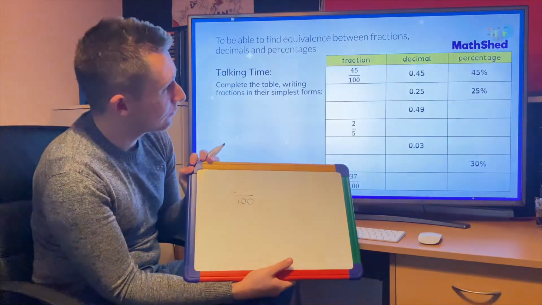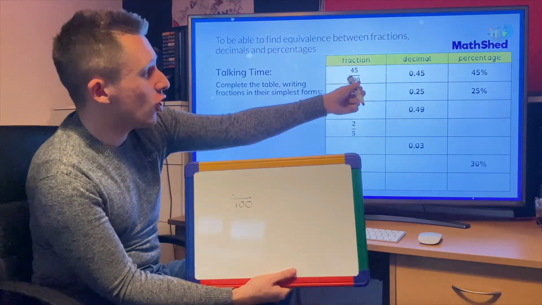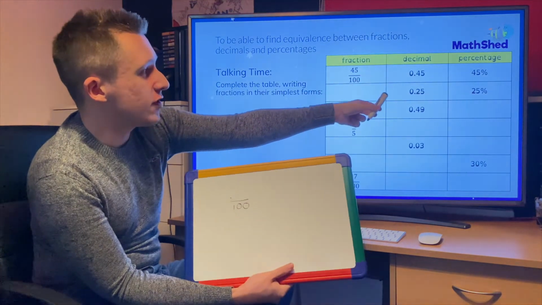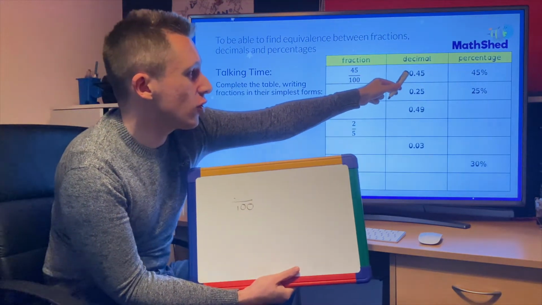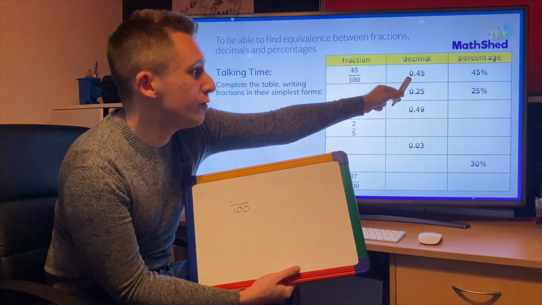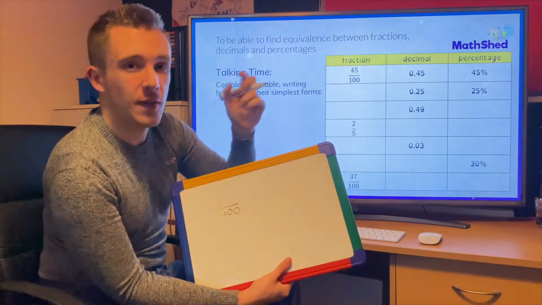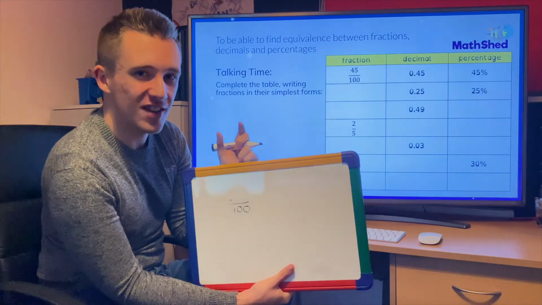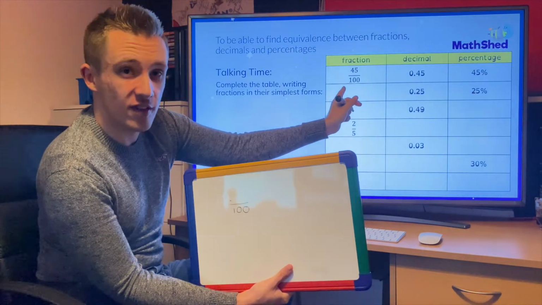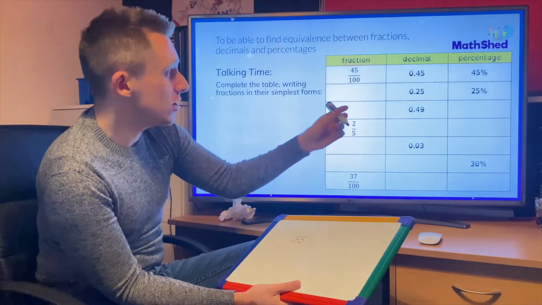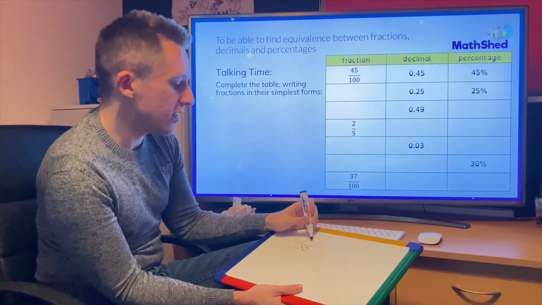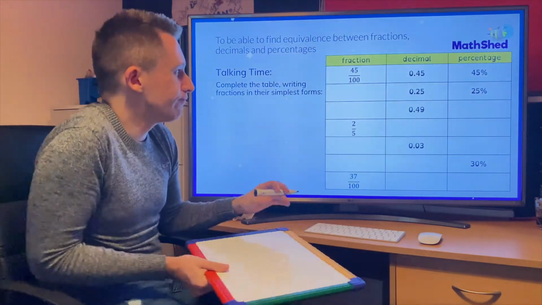Well, what would it be? Well, we know, if we look at the top one, that it would have to be 25, because if you look at the top one here, 0.45, 45%, 45 over 100. That 45 part stays the same as long as it's over 100. So 0.25 would be 25 over 100.